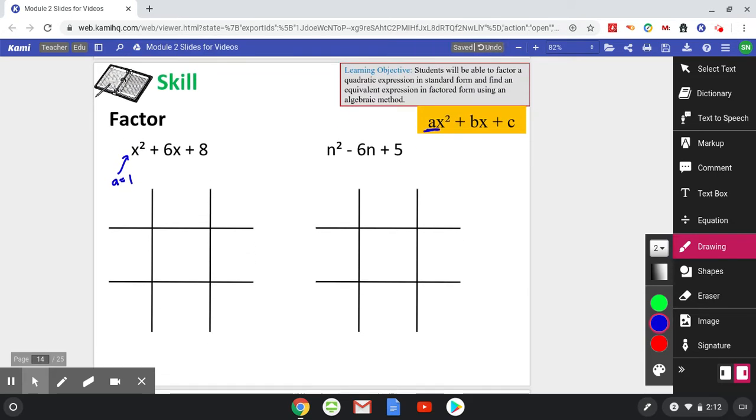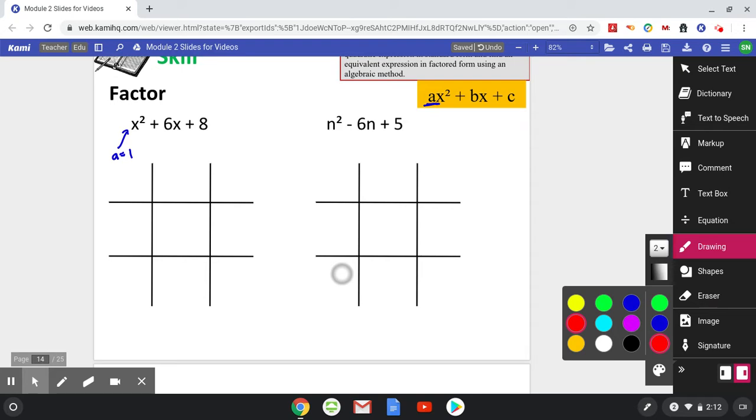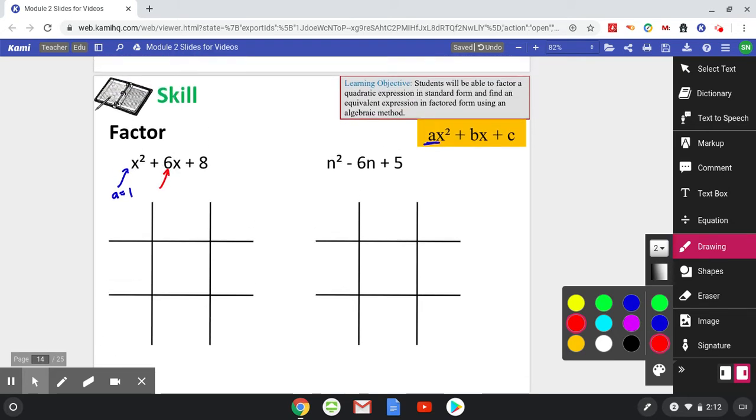The next number that we want to get is B, equal to 6, just as it is listed in the formula. And the last number is C. In this case, C equals 8. As you can see in the formula, C would be the number by itself. So A is 1, B is 6, and C is equal to 8.